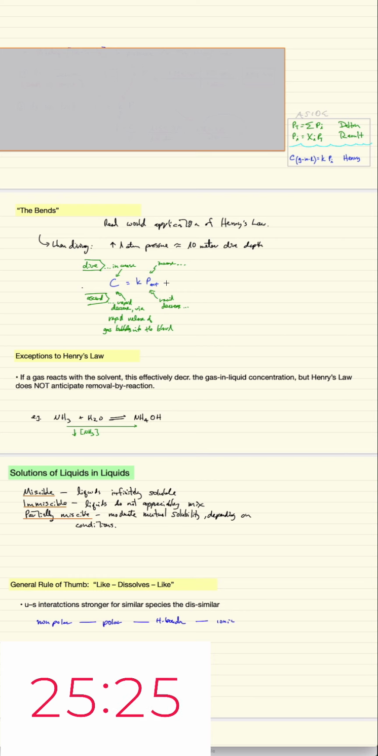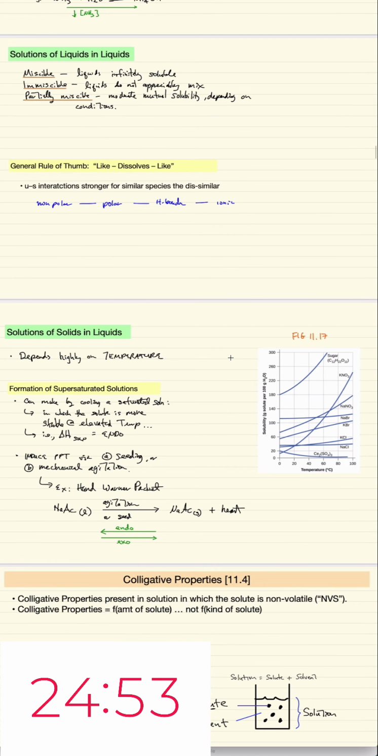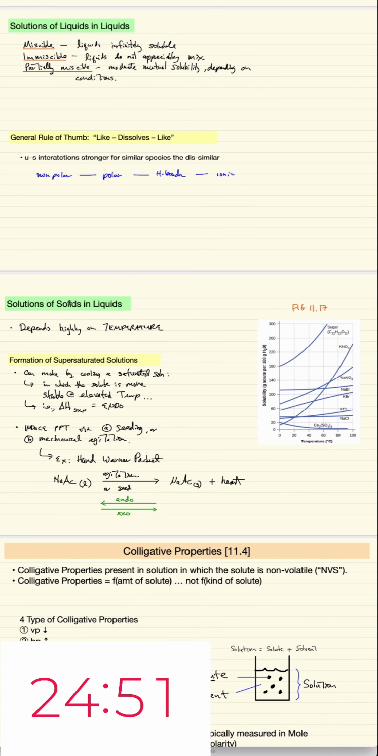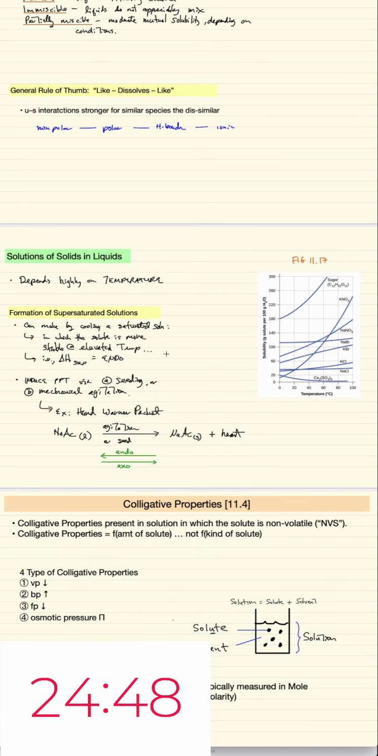Okay? It's really painful if it's not lethal. So you don't want your blood to boil. And Henry's law will tell you about that. Okay, and there's some practice problems with that. You can have solutions of solids and liquids. Yeah, you can have anything and anything.